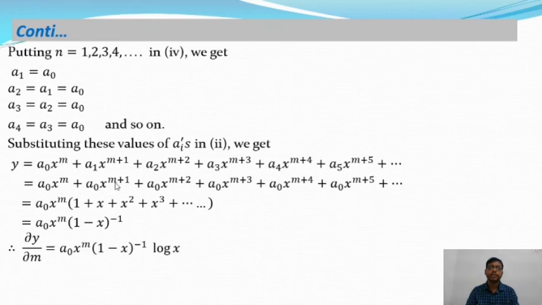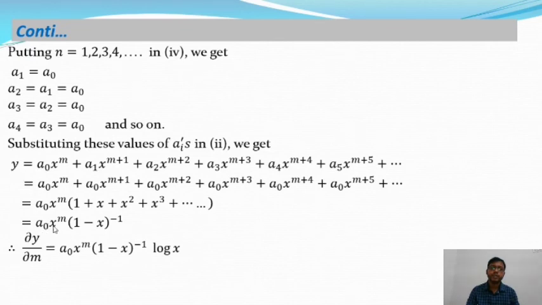So therefore y is equal to a0 into x to the power m plus a0 into x to the power m plus 1 plus a0 into x to the power m plus 2, but a1 is equal to a0, a2 is equal to a0, a3 is equal to a0, and so on. Now we'll take a0 into x to the power m as common from this series. We'll get a0 into x to the power m into 1 plus x plus x square plus x to the power 3 and up to infinity. And this is the series of 1 minus x whole to the power minus 1.